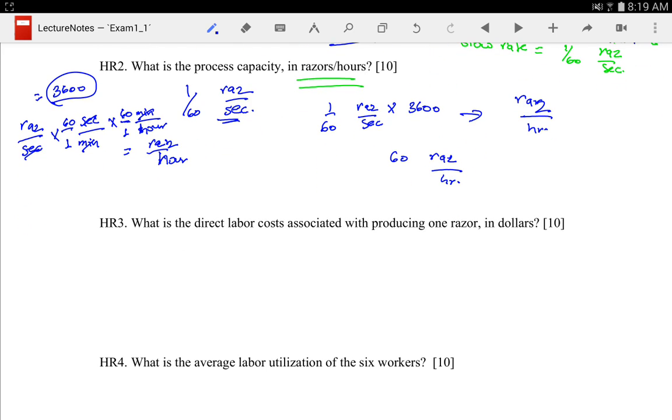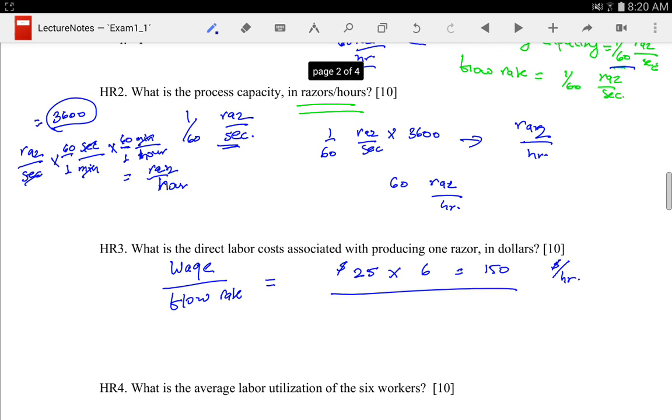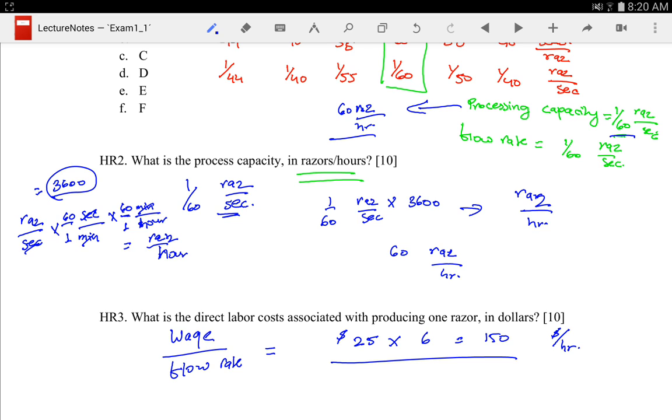The next question asks, what is the direct labor cost associated with producing one razor? The formula for direct labor cost is nothing but wage divided by flow rate. Wage is easy. We pay $25 for 6 workers, which comes out to be 150. This 150 is in terms of dollars per hour. We need the flow rate in terms of razors per hour. It's very easy to see that the processing capacity is 60 razors per hour.